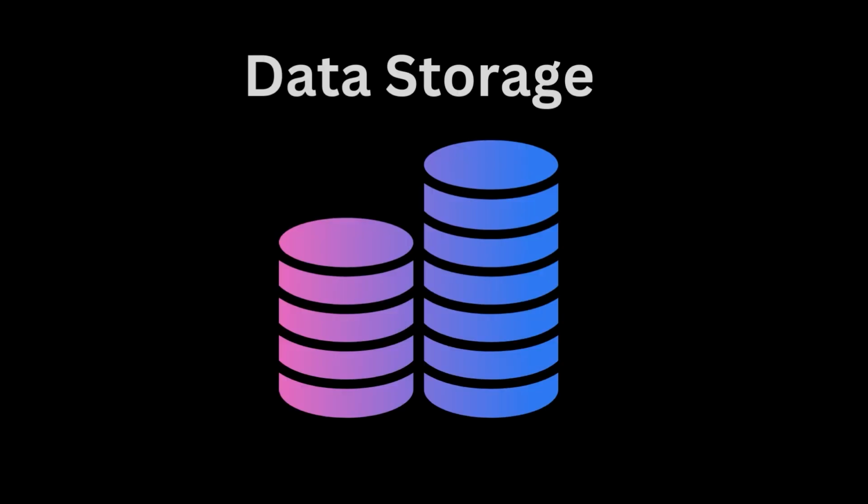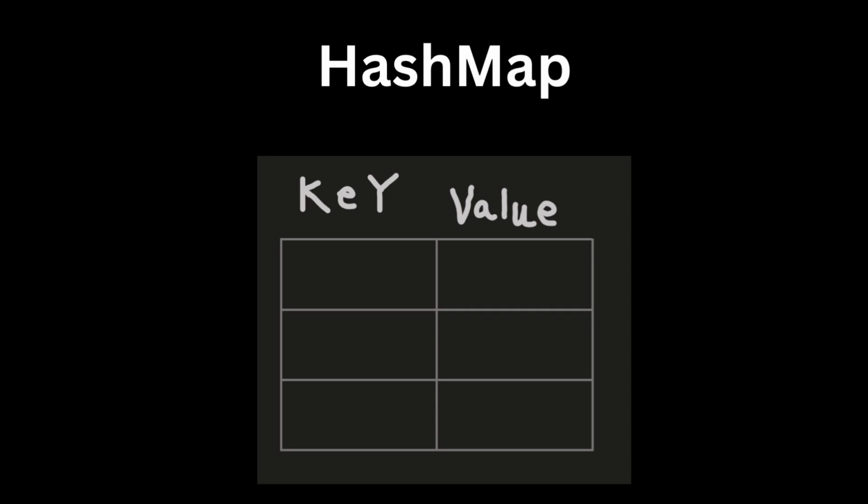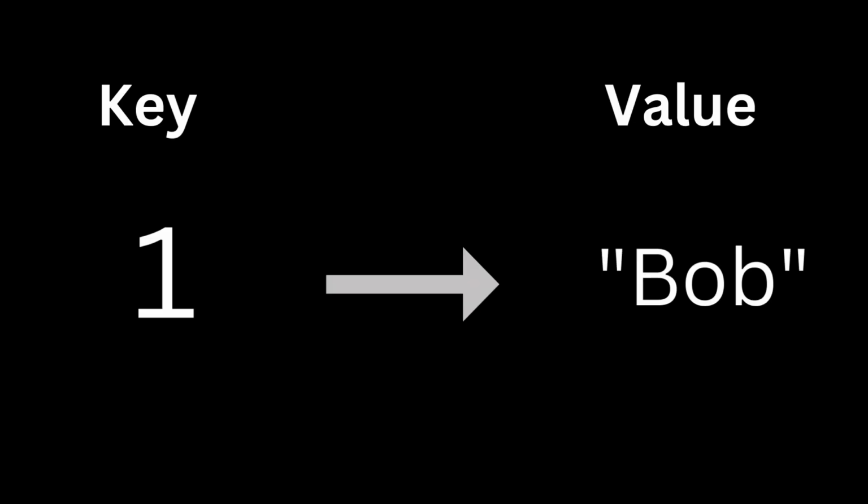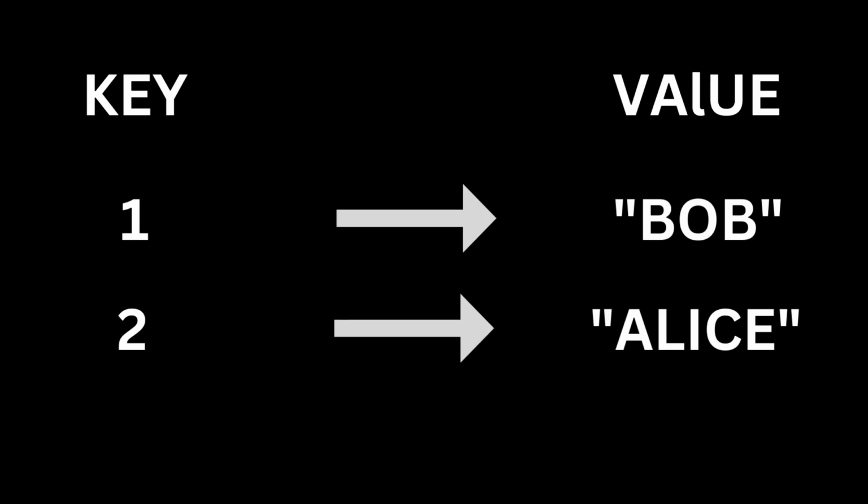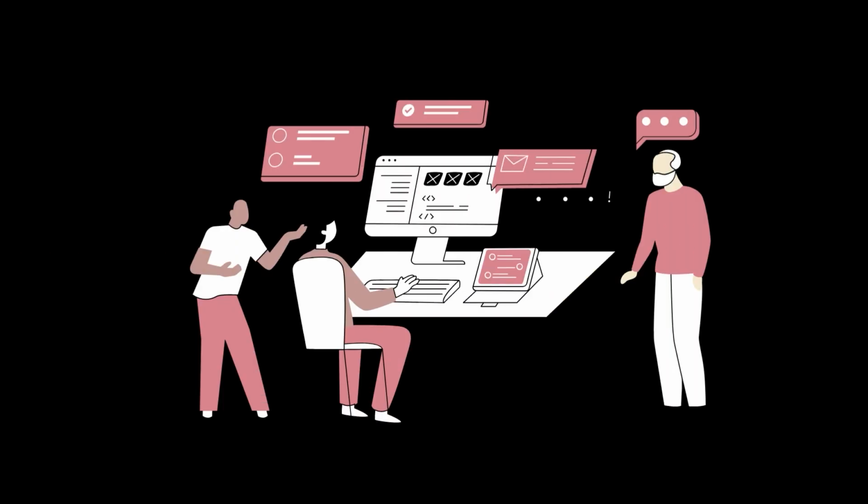A HashMap is a data structure which stores data in the form of key and value pairs. Each key is mapped to a value. In a HashMap, the keys are unique. Now, let's see this in action.